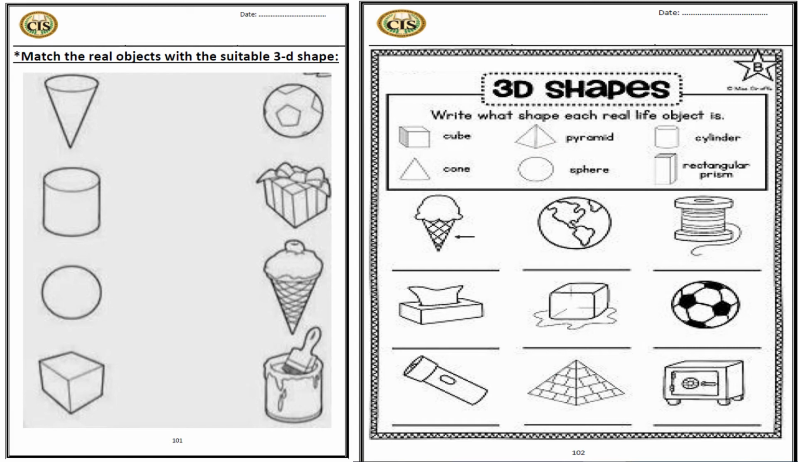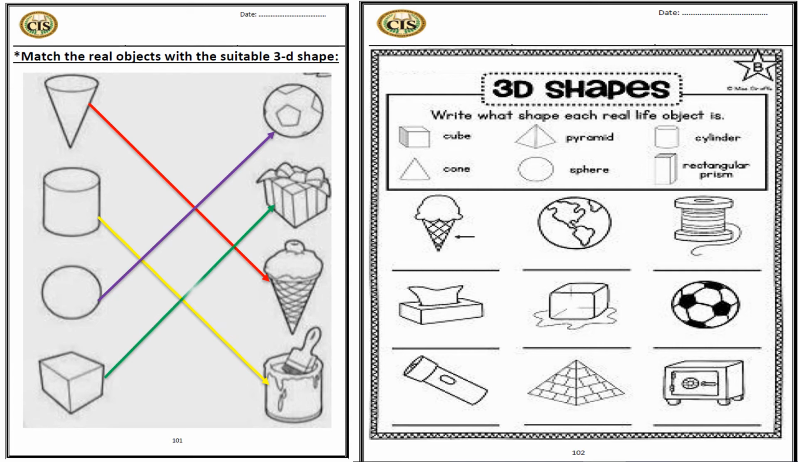Match the real objects with the suitable 3D shape. First shape, cone, we match with the third photo. Second shape, cylinder, with the fourth photo. Then we have cuboid, which photo do we match with? The first photo. The last shape, cube, you will match it with the second photo. Then write what shape each real life object is.